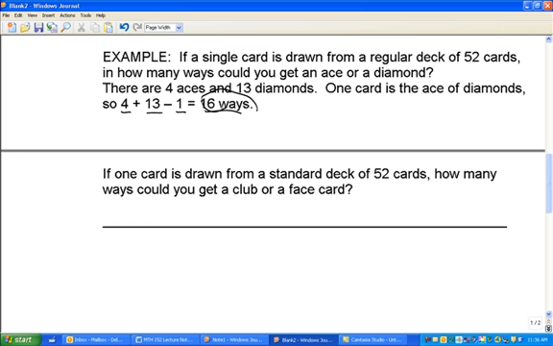Okay, so let's see if we can do the next one. This one I'm going to let you try to do. If one card is drawn from a standard deck of 52 cards, how many ways could you get a club or a face card? You want to count the number of ways to get a club, the number of ways to get a face card, and then subtract off the number of ways to get a club that is a face card. See if you can figure out the answer to that question. Just pause the recording until you have an answer, and then restart the recording to check your answer.